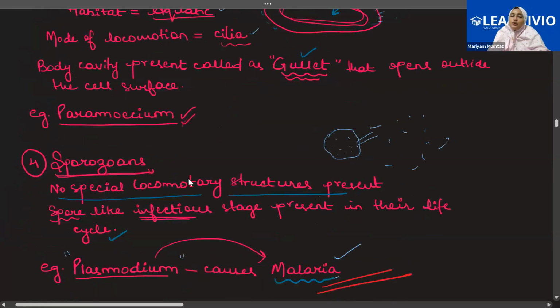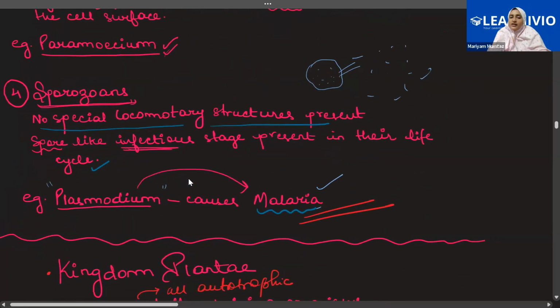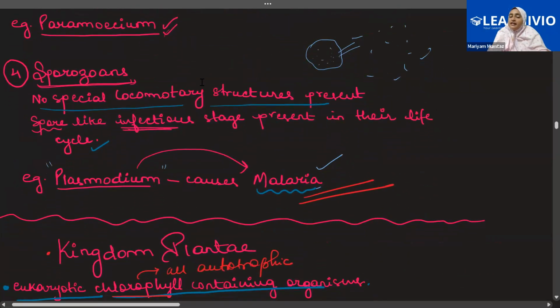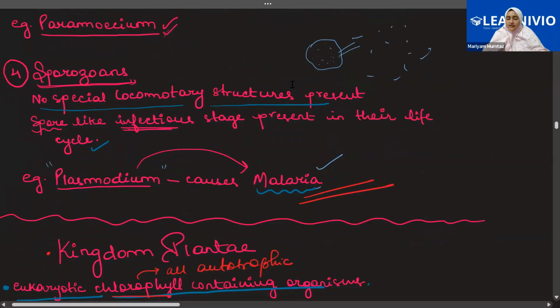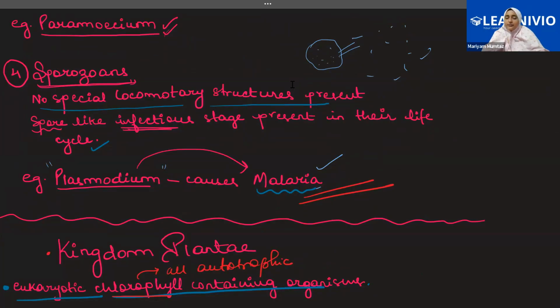Then we have the sporozoans. Now, sporozoans are the ones that do not have any locomotory structures present. No mode of locomotion is present in them. So, they are spore-like infectious agents. They are spore-like and they are infectious. None of them are useful to humans, rather they are infectious to humans. The best example for a sporozoan is Plasmodium, which is responsible for causing the disease malaria.